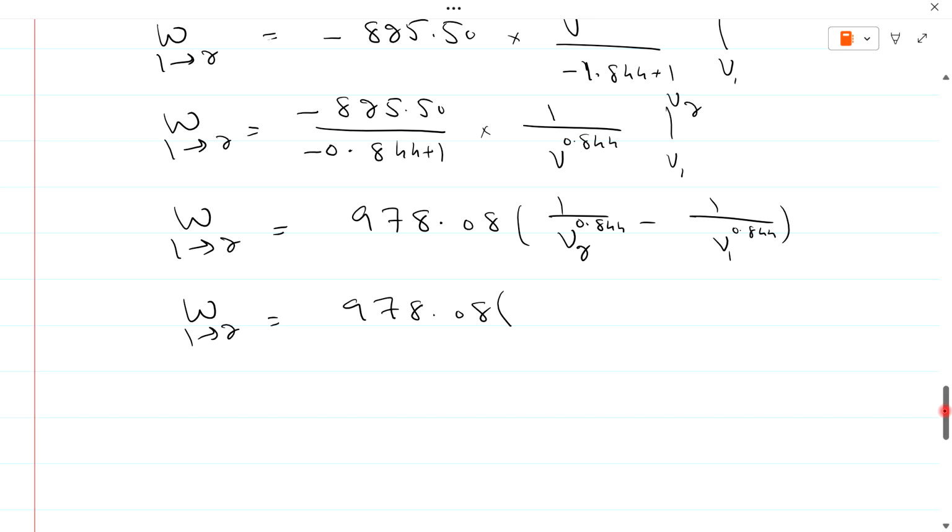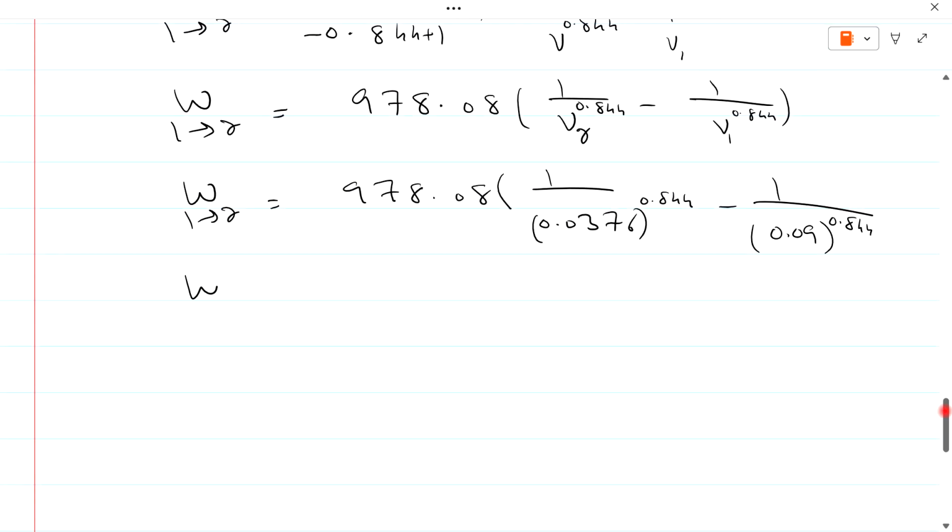So W from 1 to 2 is equal to 978.08, 1 over value of V2, which is 0.0376, power 0.844, minus value of V1, which is 0.09, power 0.844. So W from 1 to 2, simplify these values. So the final answer will be 8133.71. This is a simple calculation.